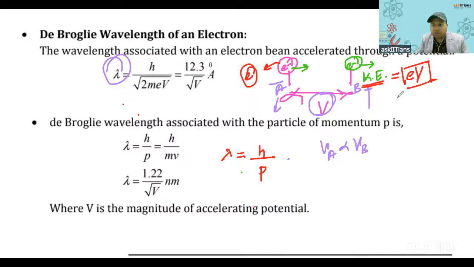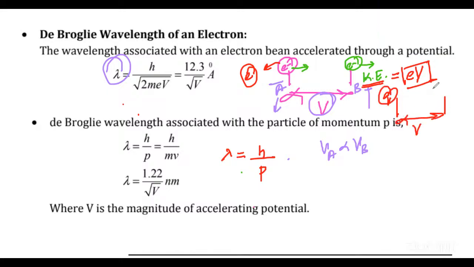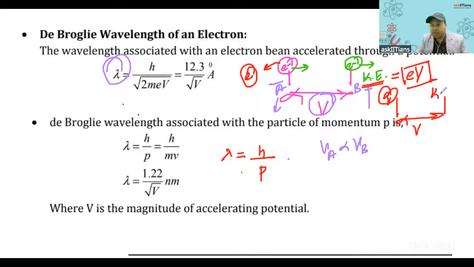If generally we calculate for a charge q, so this is the potential difference. You must have studied this in electrostatics, right? So how much kinetic energy does it get? q into V. And we know that kinetic energy is half mv square.